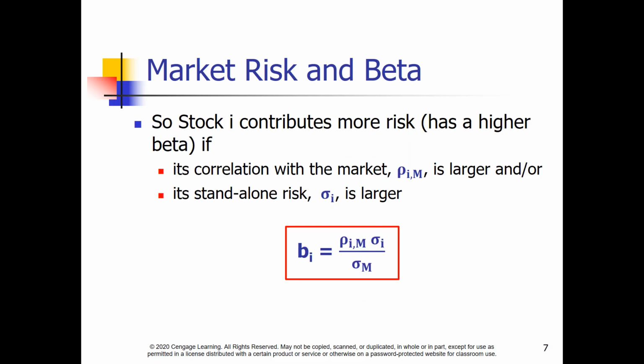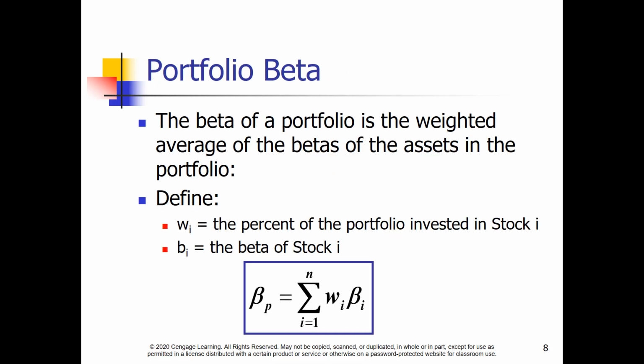Given the formula, if the correlation of stock I with the market is higher, then beta is higher. Or if the standalone risk of stock I is larger, beta is larger. The beta of a portfolio is simply a weighted average of the betas of the assets in the portfolio. Same formula as for the expected return on a portfolio, but we're weighting beta instead of return.